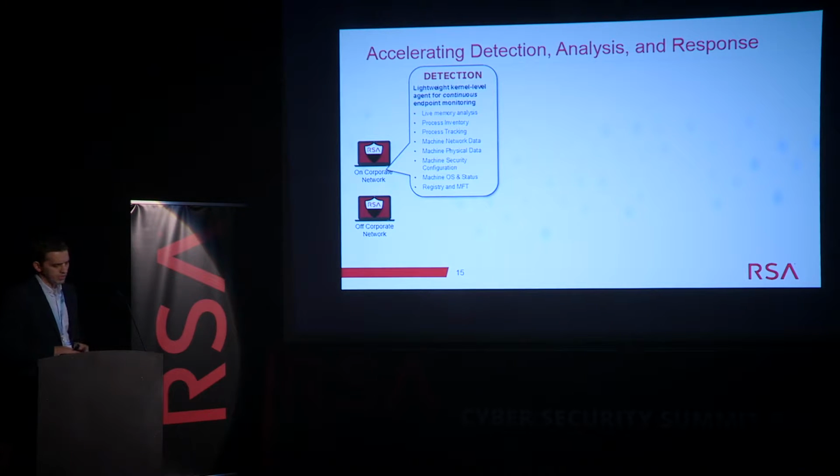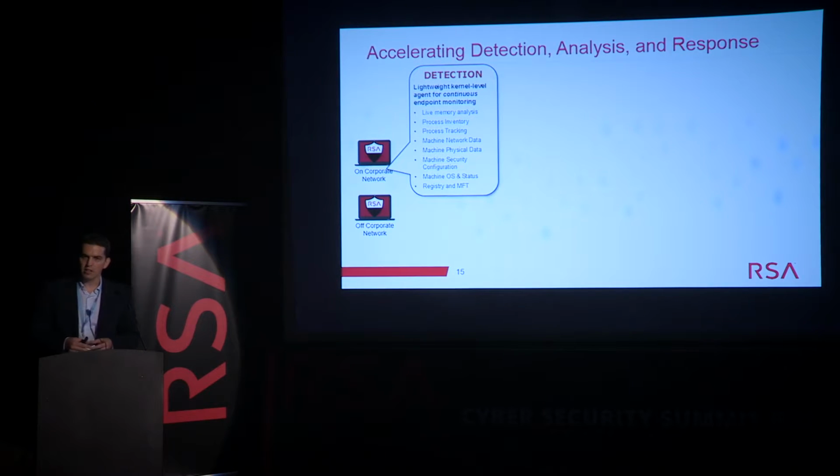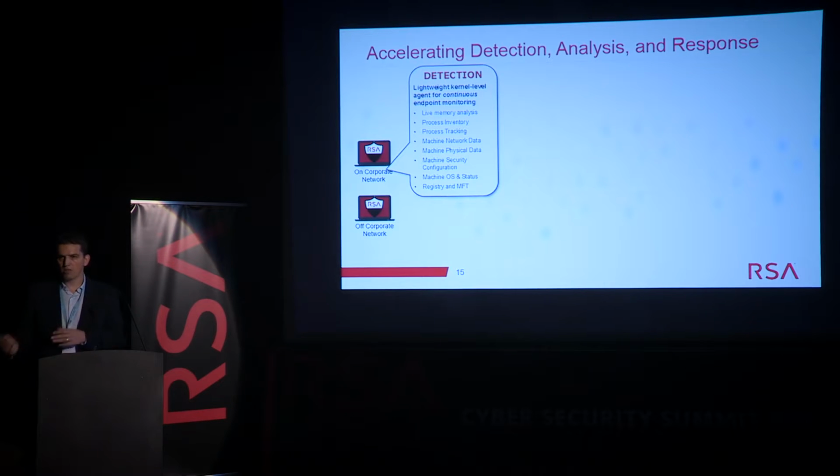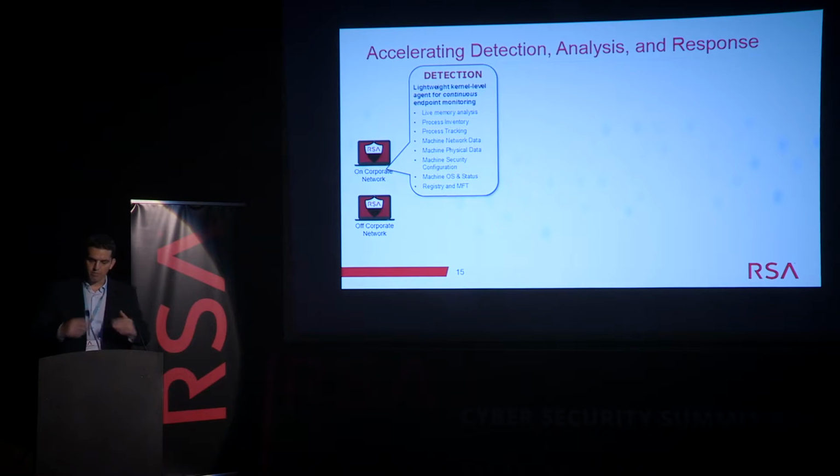Here, as you can see, we have endpoints on the left side of the screen. We can cover corporate or off-corporate networks, so you can scan devices that are inside your network and devices that are outside. To do detection, we have a lightweight kernel level agent installed on the machine. Then we do analysis, with a couple of steps like live memory analysis, process inventory, machine tracking data, everything about machine configuration, operating system, and so on. We are collecting everything because we are on the kernel level, so we can see everything that is communicating and doing something with our operating system.